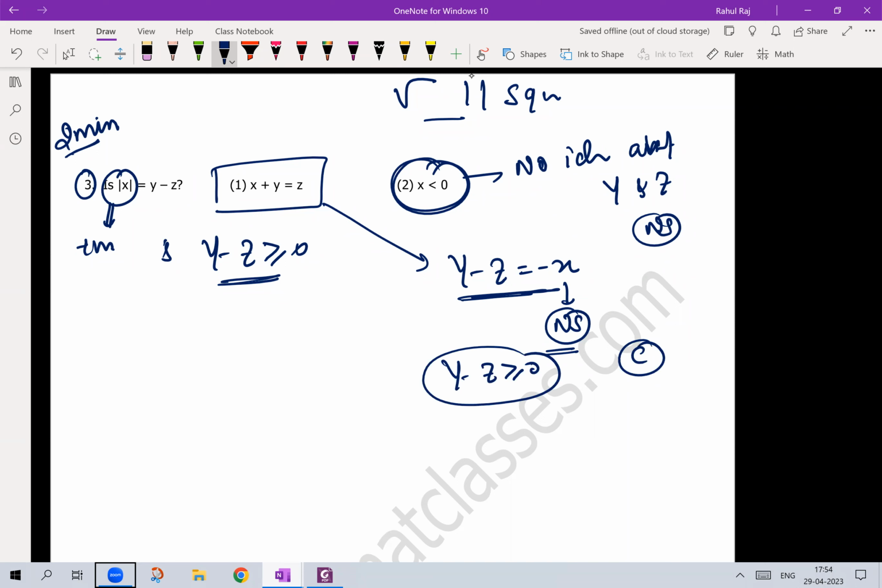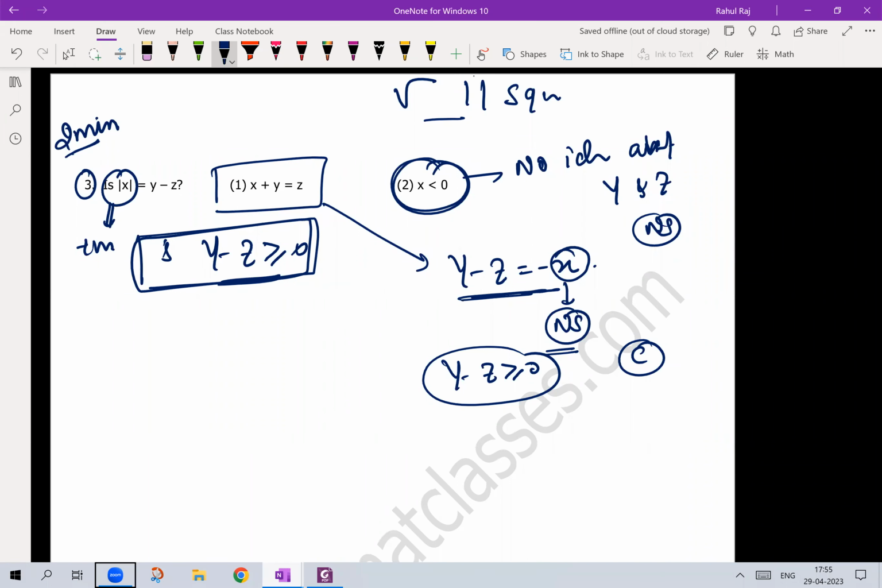I didn't even evaluate x and all. I just logically solved it because I know that mod x is always a positive element. I can change my question to: is y minus z greater than or equal to 0? Option number 1 says y minus z is equal to negative x. I am not sure about the sign of x over here. X may be positive, x may be negative. If x is positive, y minus z is negative. If x is negative, y minus z is positive. So option number 1 is not sufficient.